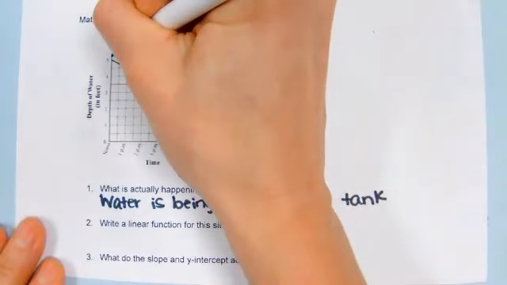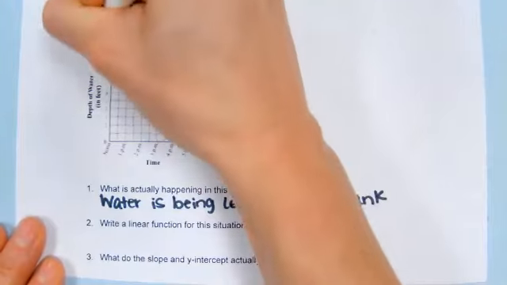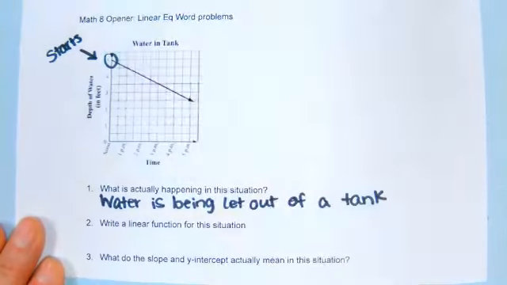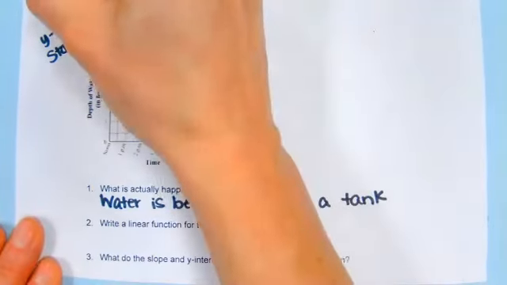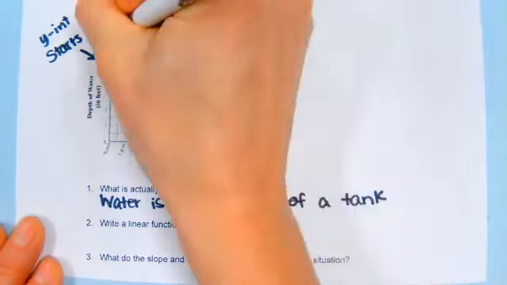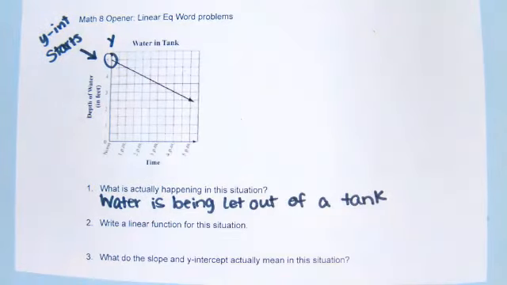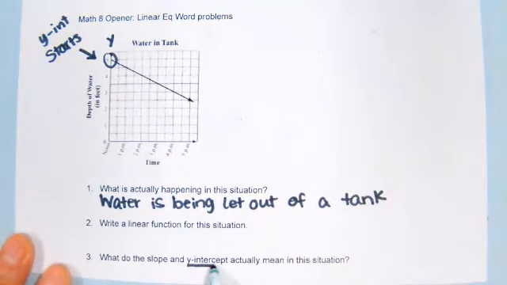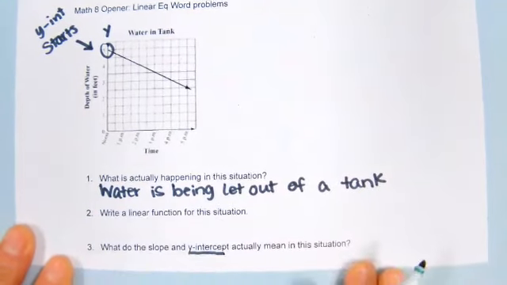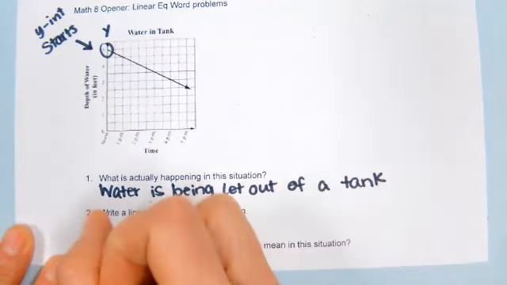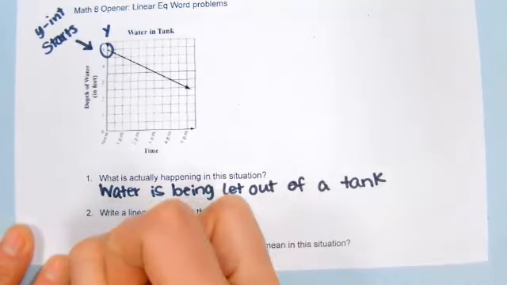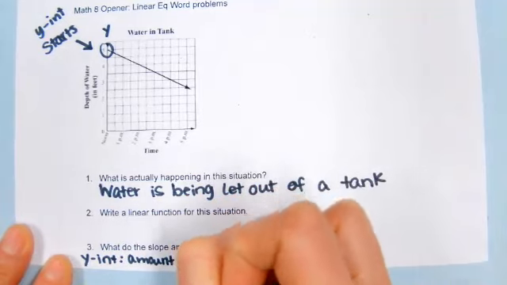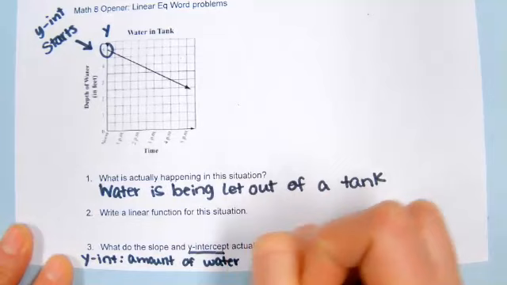Look, this is right here. This is where it starts, okay? So this is where it starts, and that is our y-intercept. So wherever that starts on the y line, that's our starting amount, okay? And so in that situation, right now, we can answer this question. What does the y-intercept actually mean? So I should maybe write this down. The y-intercept means the amount of water in the tank to start, right?